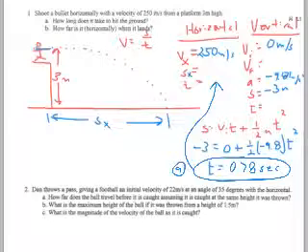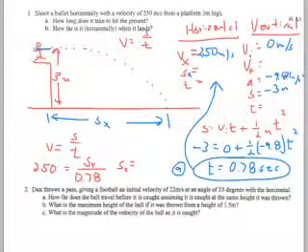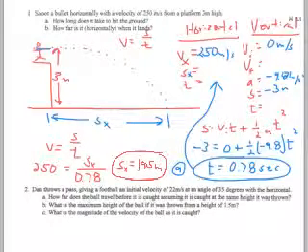So in the horizontal motion, the one equation we have is v equals s over t. And our v is 250. Our s is what we're looking for, s sub x, the horizontal displacement, divided by the time, which now we know is 0.78 seconds. So if we solve that for s sub x, we get 195 meters. So that's the range, or the horizontal displacement when the bullet lands. That's our answer to part B.